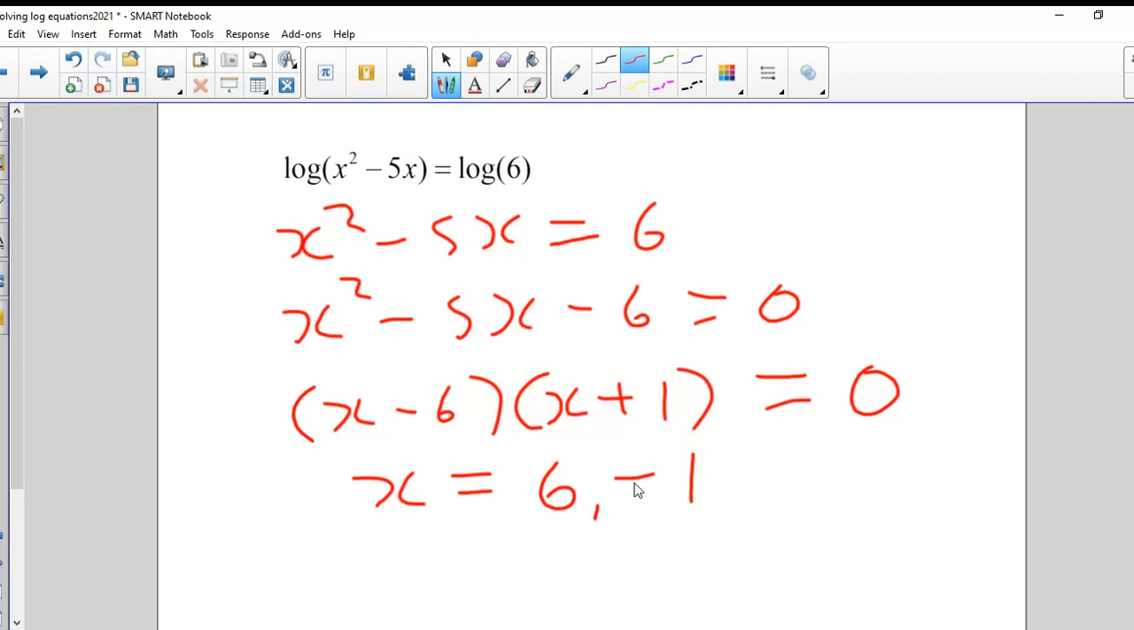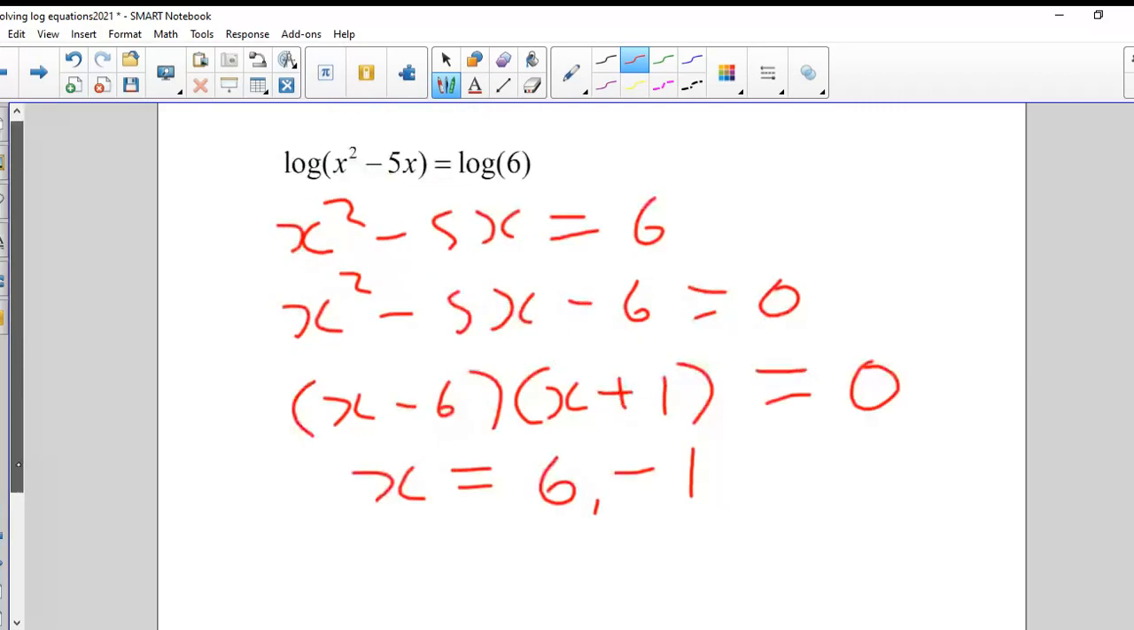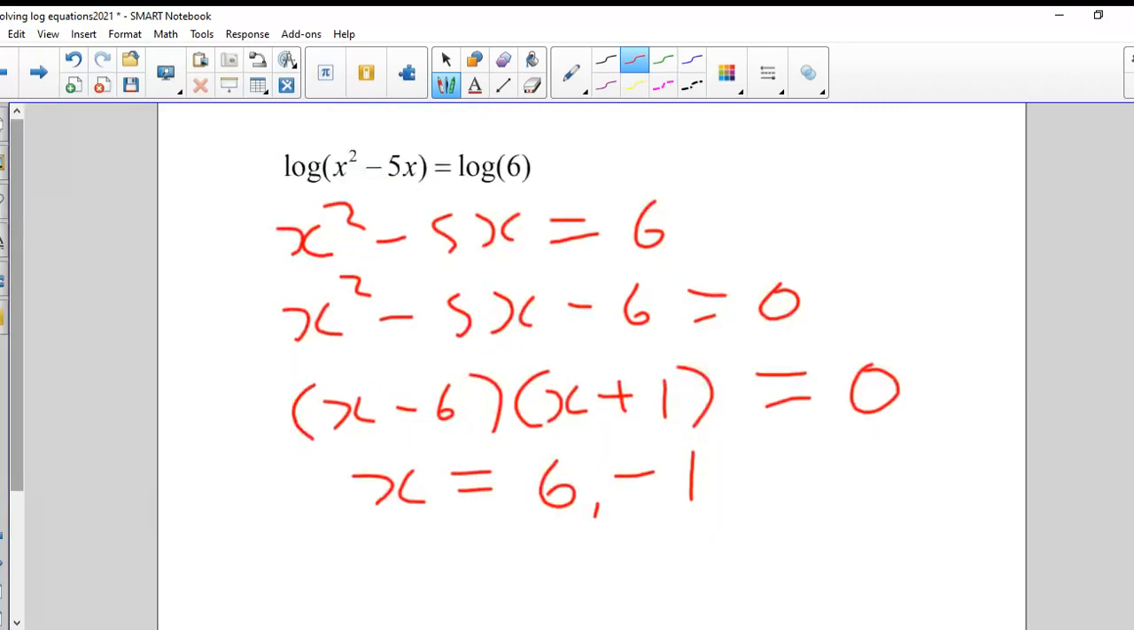Can I use both 6 and minus 1? Quinn says no. Alexa says yes. Chrisania says no. Alexander says yes. So we're all over the map on this one, right? Well, let's just test it out. Remember, the log of 6 is just some number. x squared minus 5x has to be positive, right? So let's test that out.